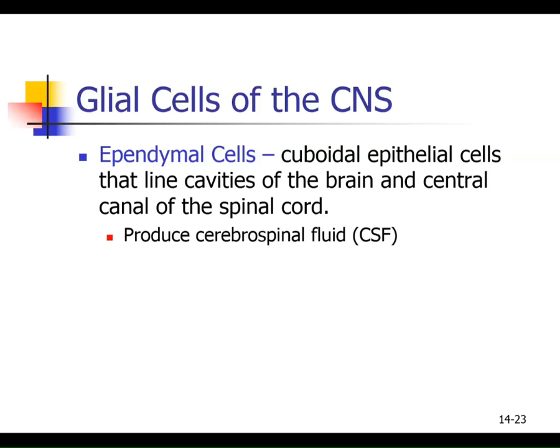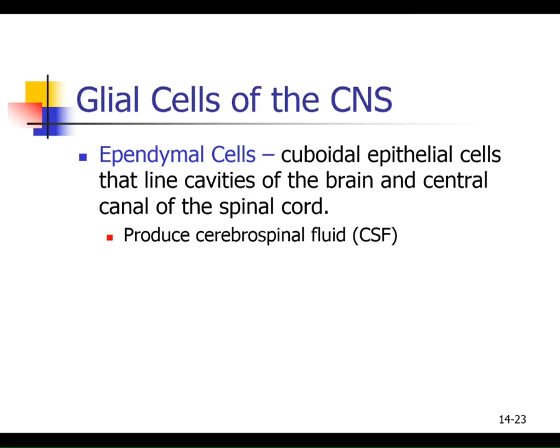Your brain is surrounded by fluid. Your spinal cord is surrounded by fluid. But also inside your spinal cord, inside your brain, there are fluid-filled compartments. And they are all lined by these cells called ependymal cells. And these cells are making that fluid. So the ependymal cells are making the cerebrospinal fluid, the CSF.